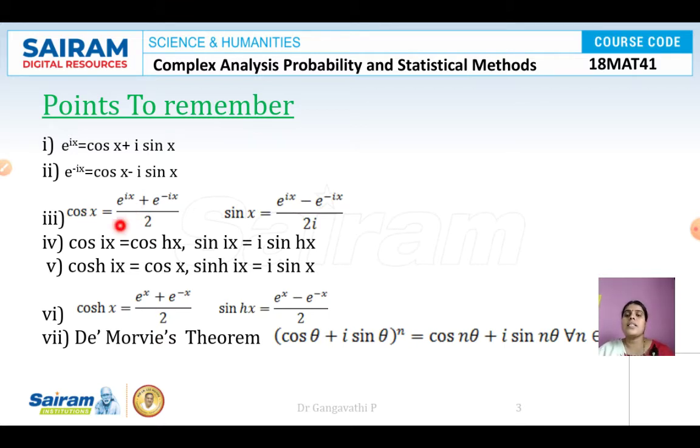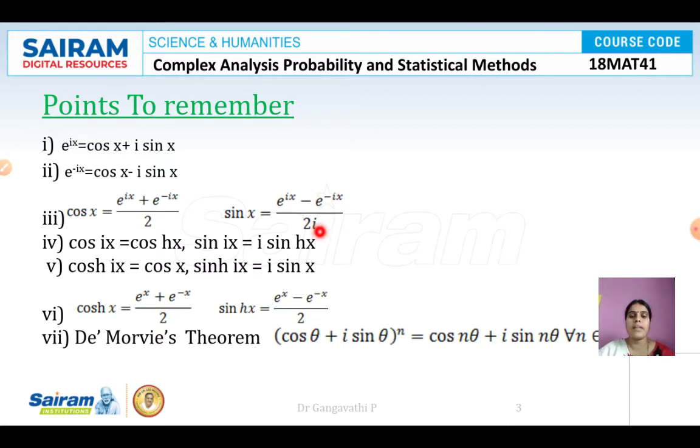So cos x in exponential terms is e to the power of ix plus e power minus ix divided by 2. Similarly, sin x can be written as e power ix minus e power minus ix divided by 2i. So again, how do you remember this, or how do we get this?